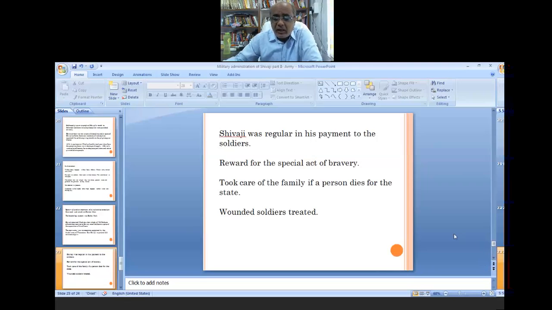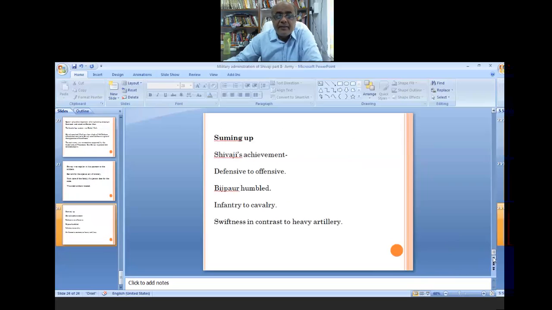For example, after the Afzal Khan war, Shivaji had a meeting and ensured that for those who died for him, their sons, if they are eligible for service, if they are grown up, are enrolled into the service. Otherwise, their widows are paid pension, and the wounded soldiers are treated.